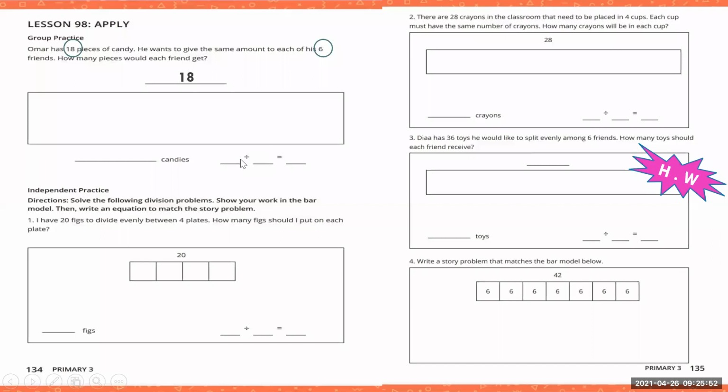Division. Division. Can I write 6 divided by 18? No. Great, ya time. Great. I must put the big number first. So 18 divided by 6 equals what?